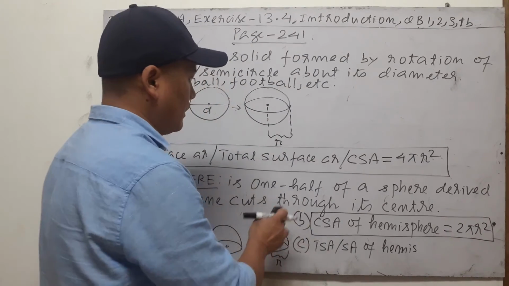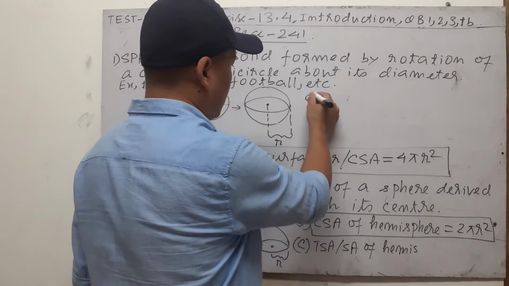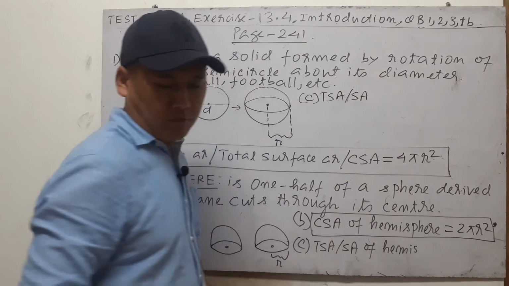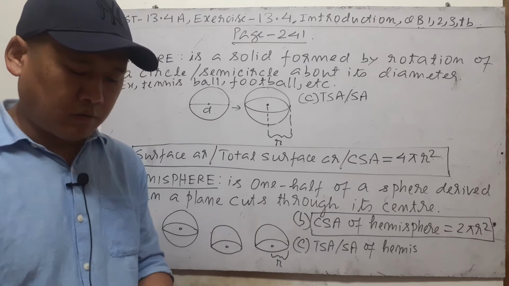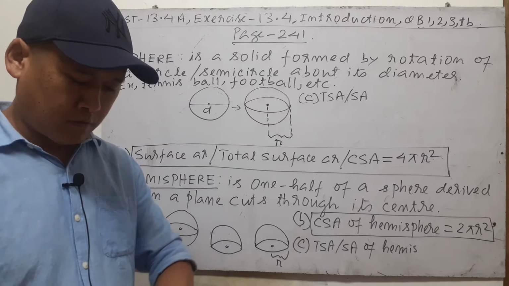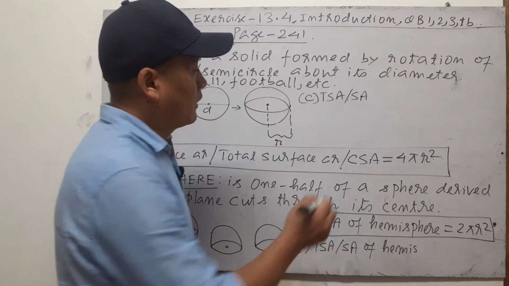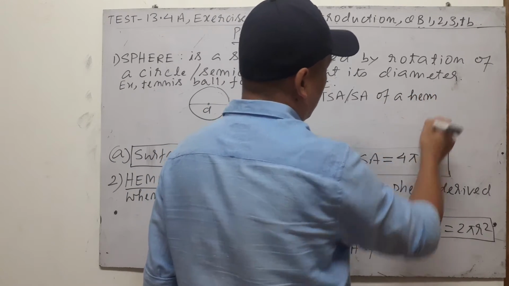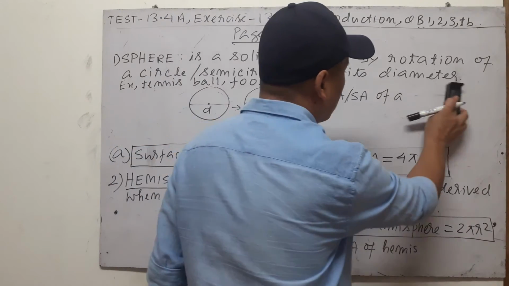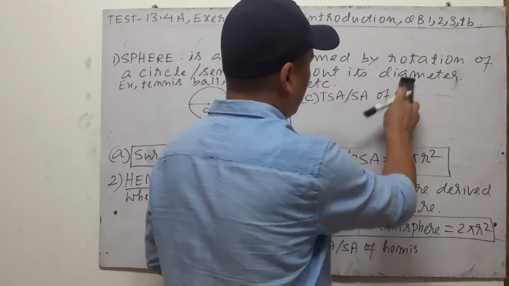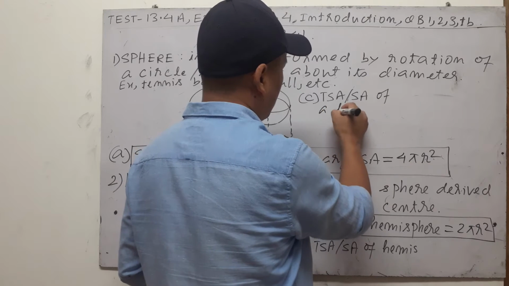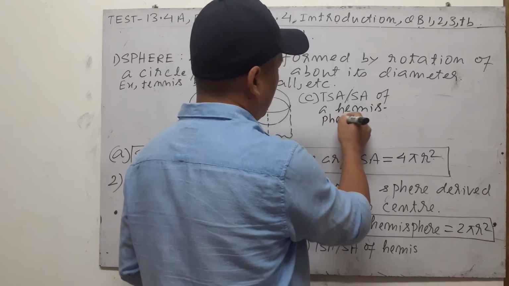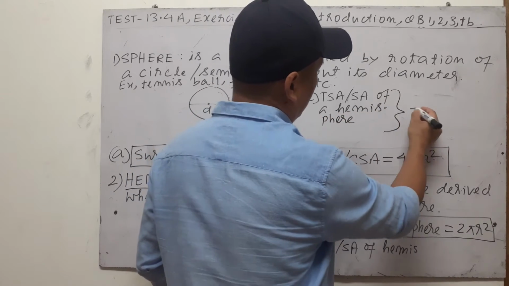You can write it down. Okay, let me write it here. C, total surface area, or surface area would mean the same thing. Total surface area of a hemisphere will be given by common sense.